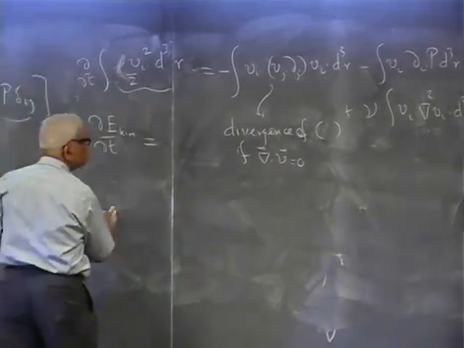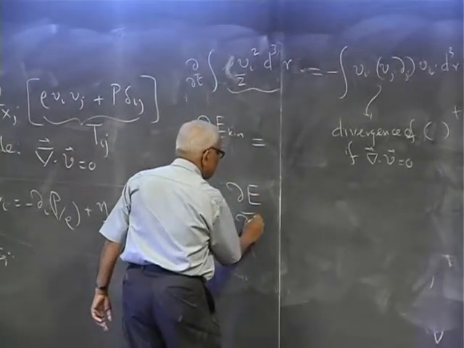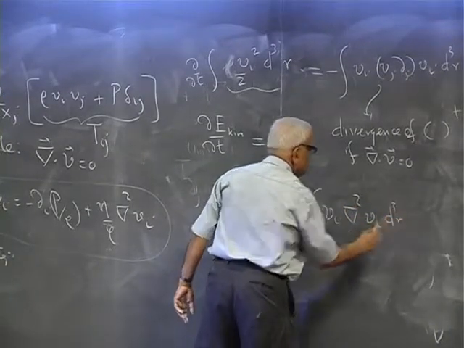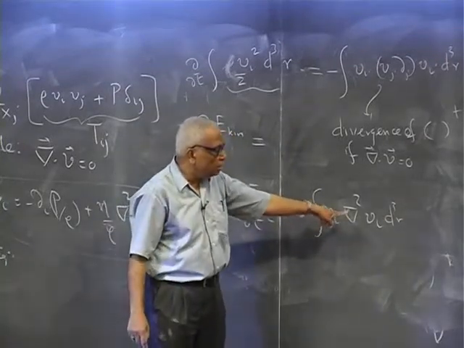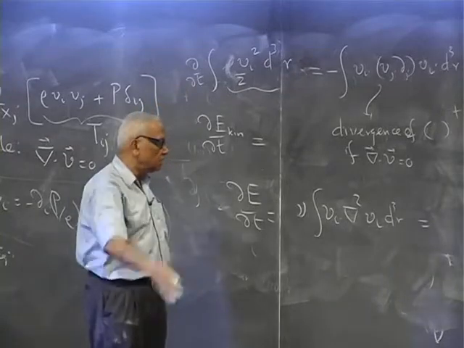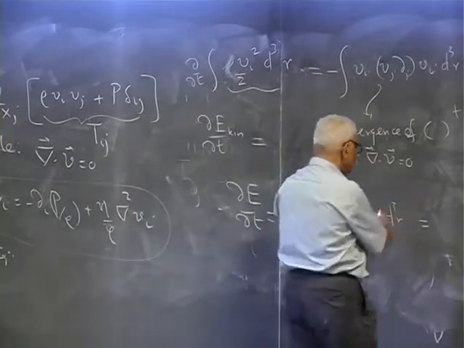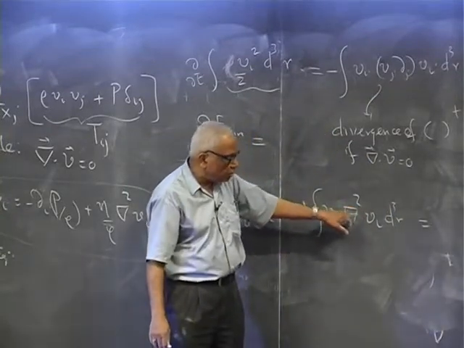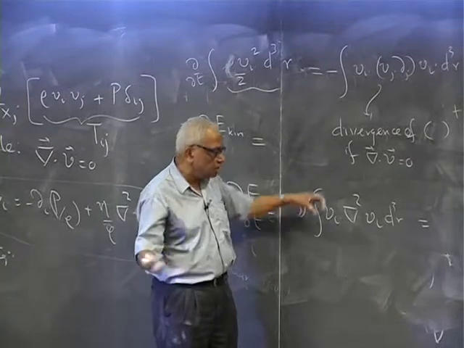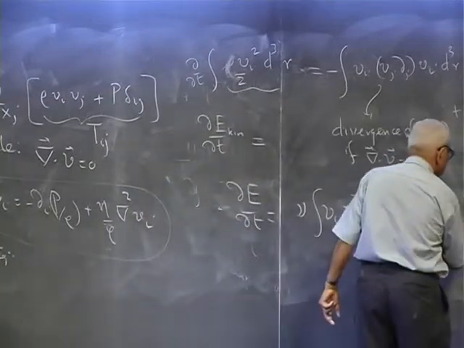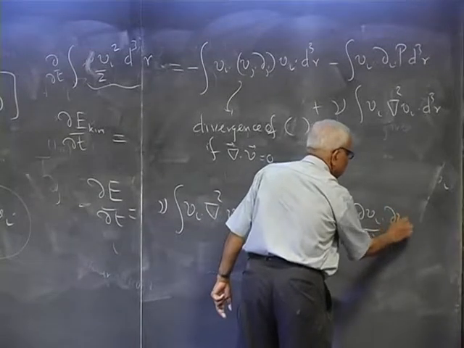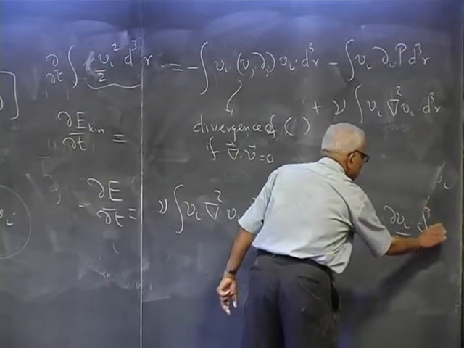So now the ∂E/∂t has become nu times v_i ∂² v_i d³r. Here the trick would be to do an integration by parts. On the boundaries the velocity vanishes, so the first term in the integration by parts goes away. The ∂² becomes a grad when you integrate once, and then there is another grad when you differentiate, and therefore this is minus, and the minus sign to boot, and therefore it is ∂v_i/∂x_j ∂v_i/∂x_j d³r.